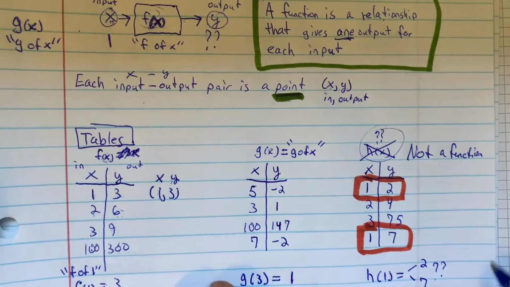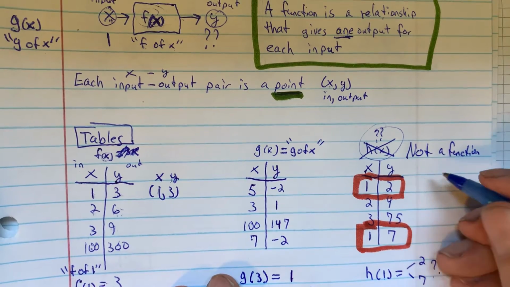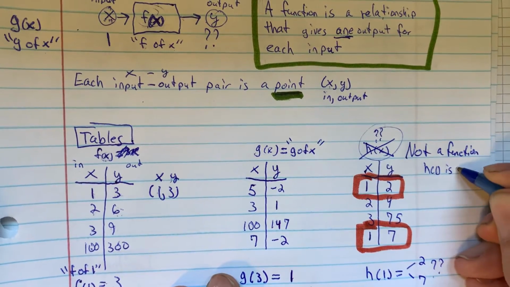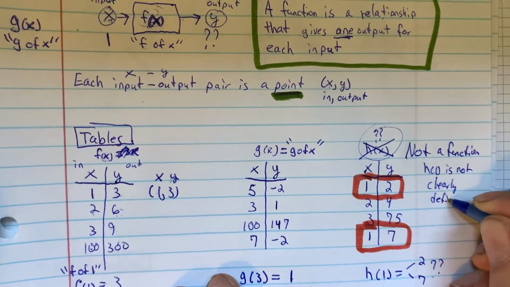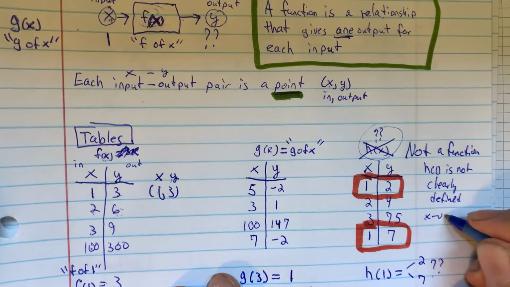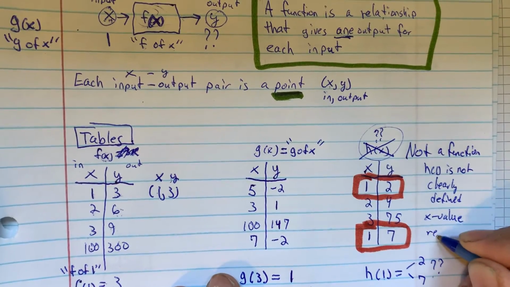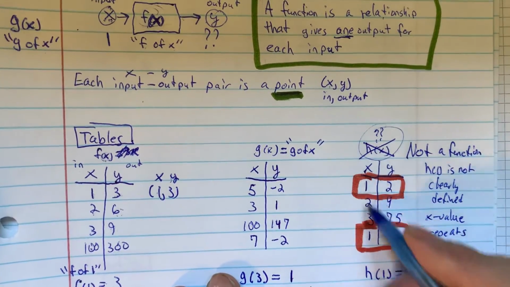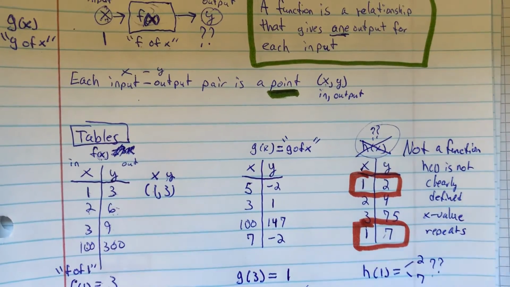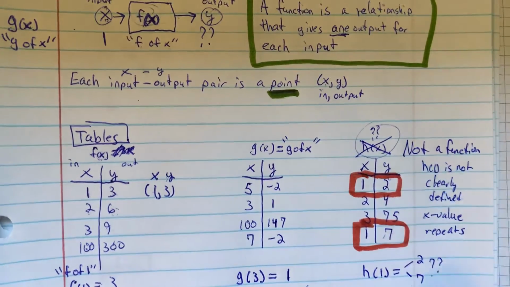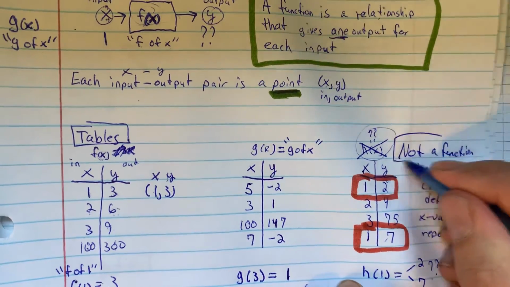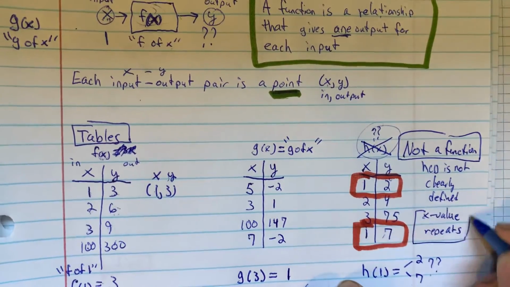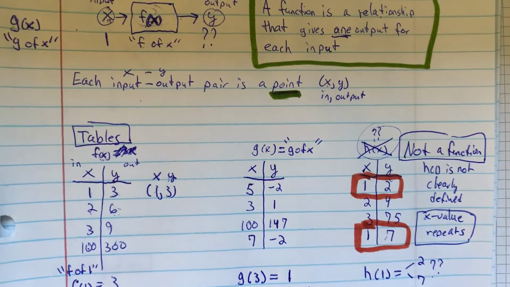And the reason it is not a function is because h of 1 is not clearly defined. A lot of times we'll say the x value repeats. If we see the same x value with 2 different y values, then for that input, there is no function output because we don't know which of the outputs to go with, and a function needs to clearly give us an output for each input. So this is an example of something that is not a function, and an easy way to tell is to see if the x value repeats with a different y value produced.